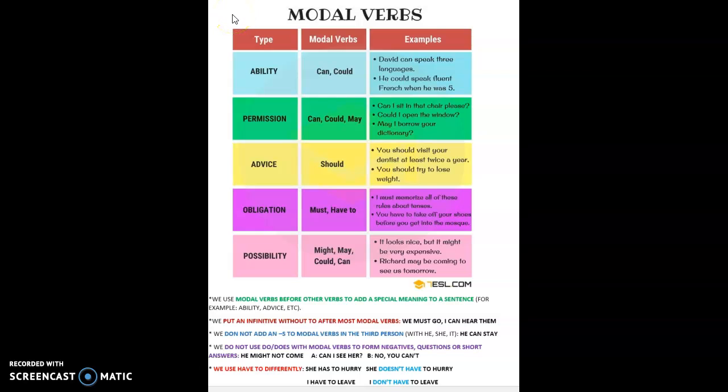Well, we're going to start working with modal verbs in the present. Then in some weeks we will see modal verbs in the past. But today we are going to concentrate on modal verbs in the present.